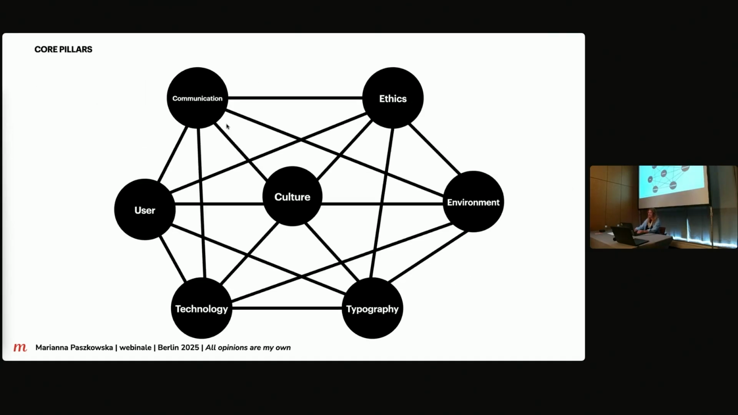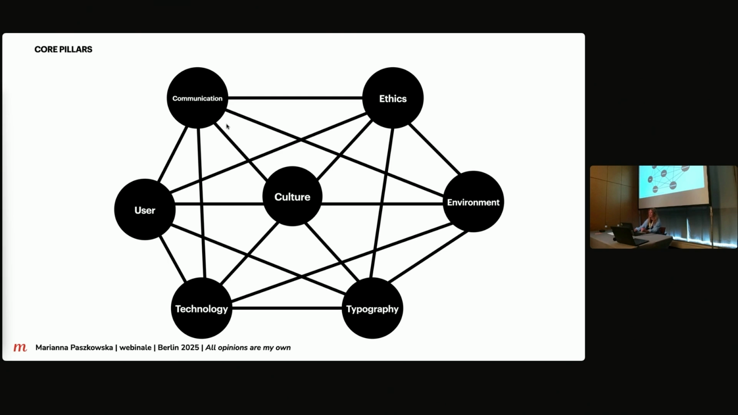I see typography not as an isolated act, but as a part of something much bigger. So we're going to have a closer look at the symbolic system, and we begin here with like 6 foundational nodes. Typography is shaped for and by the user. It operates within culture. It relies on technology. It carries ethical weight. It impacts and is impacted by the environment.